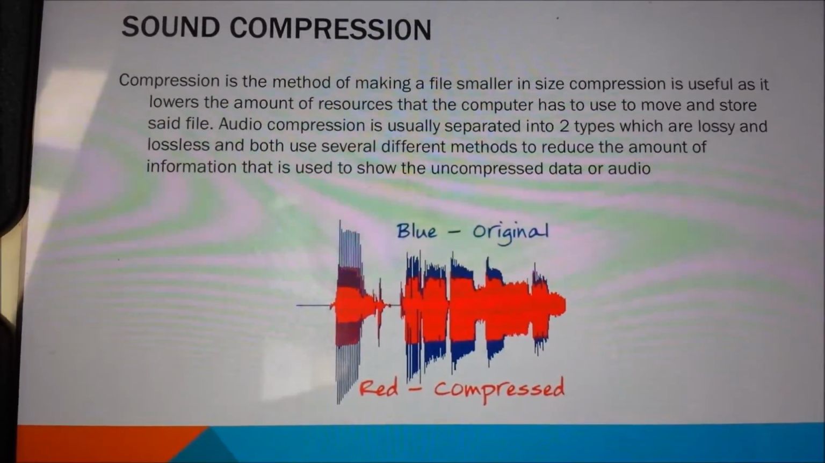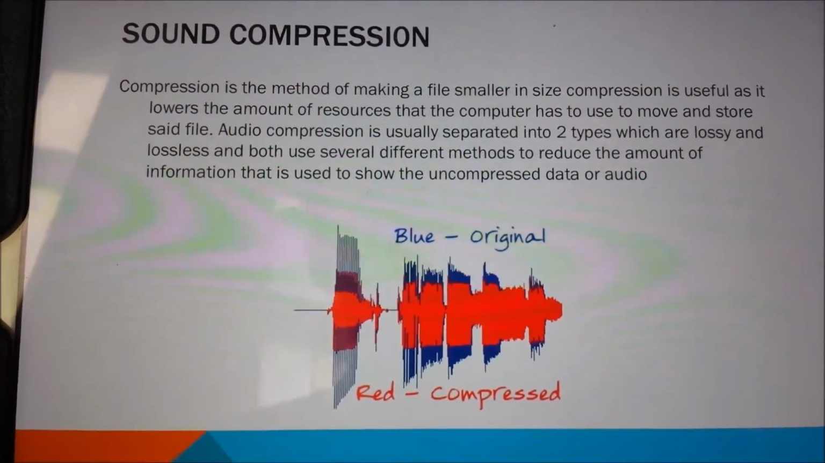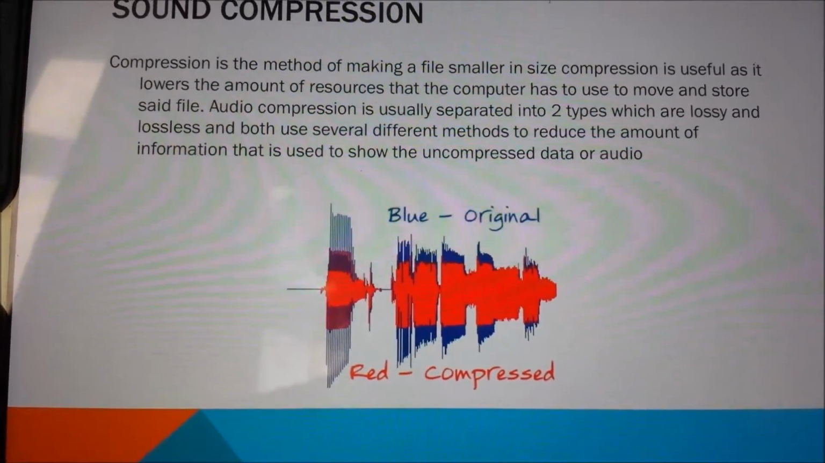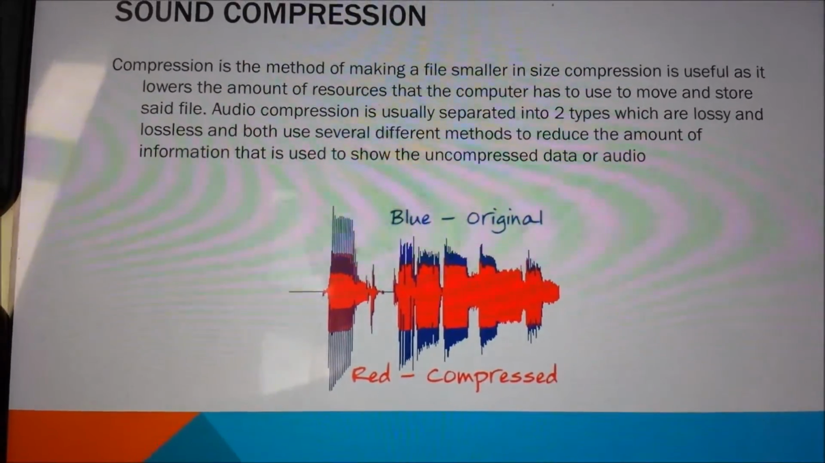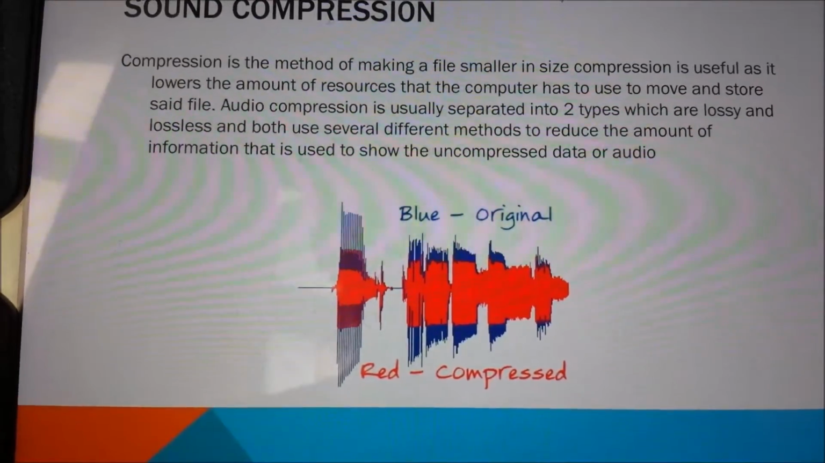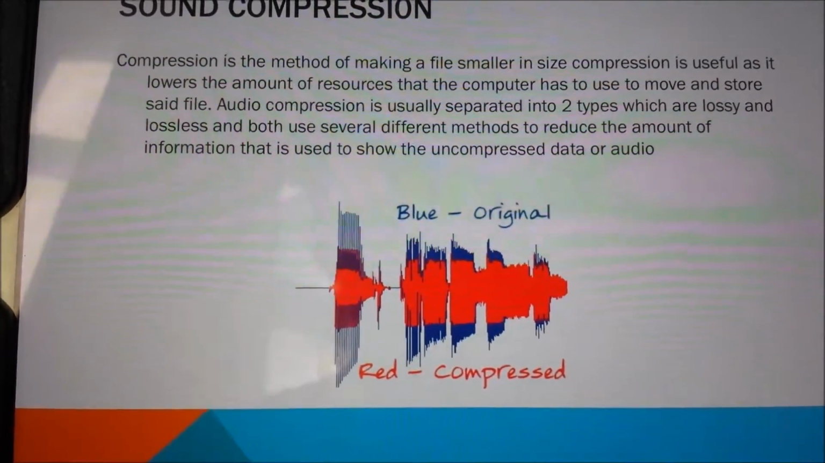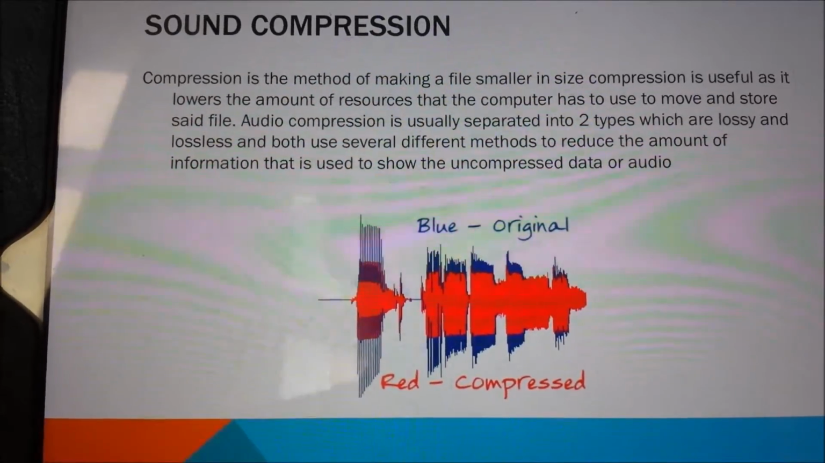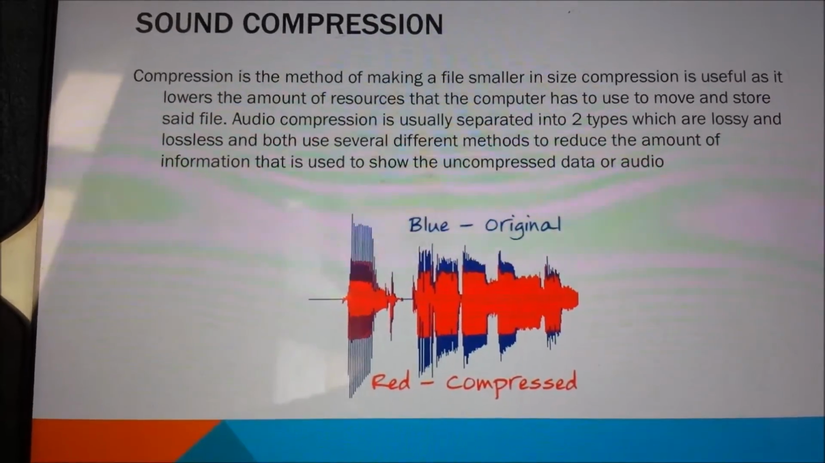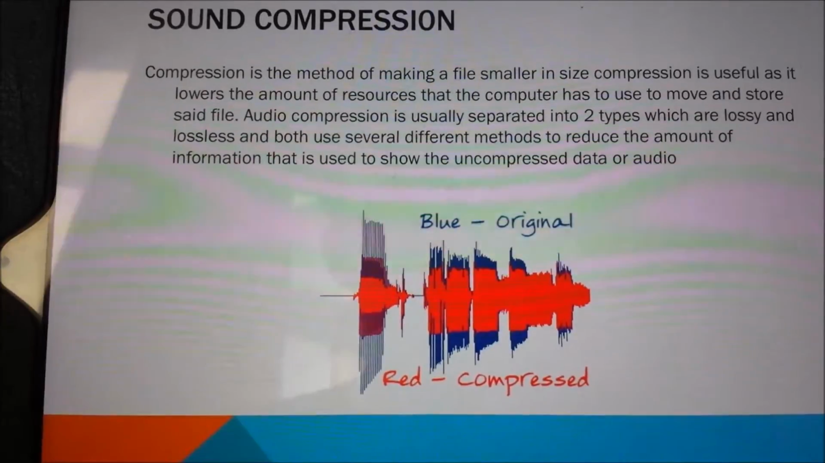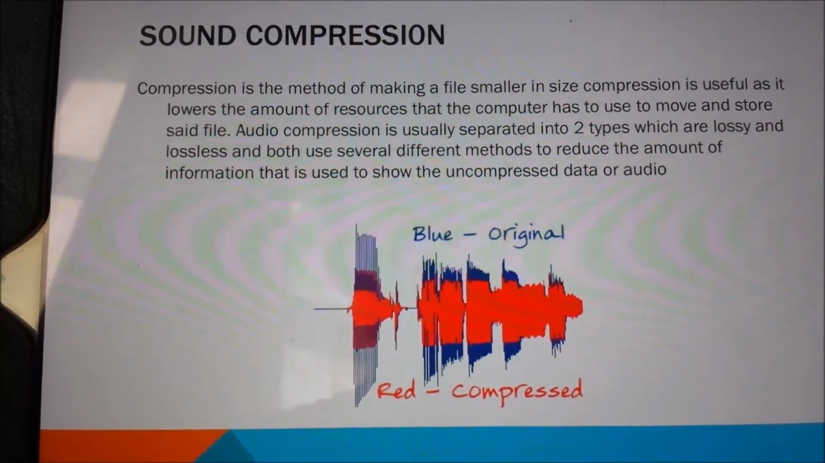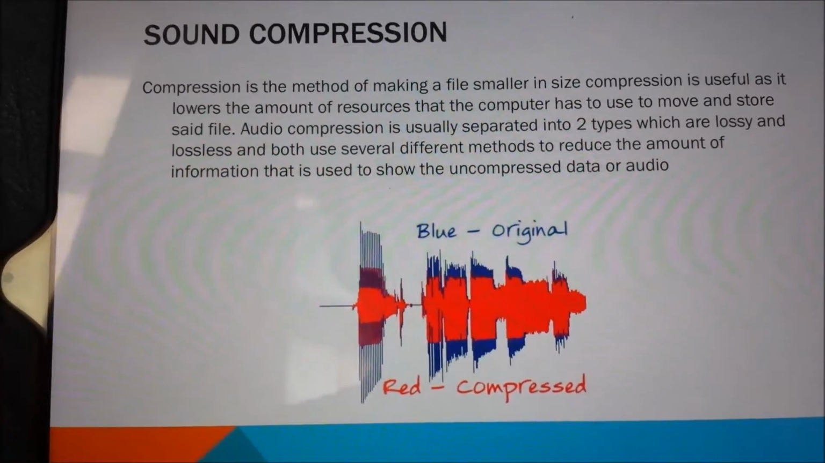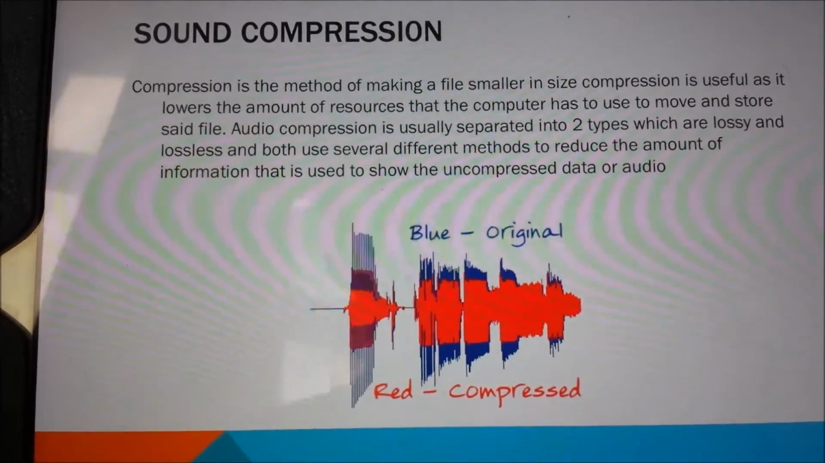Sound compression. Compression is the method of making a file size smaller, and is useful as it lowers the amount of resources needed to store and move the file. Audio compression is usually separated into two types, which are lossy and lossless, and both use several different methods to reduce the amount of information that is used to show the uncompressed data or audio.